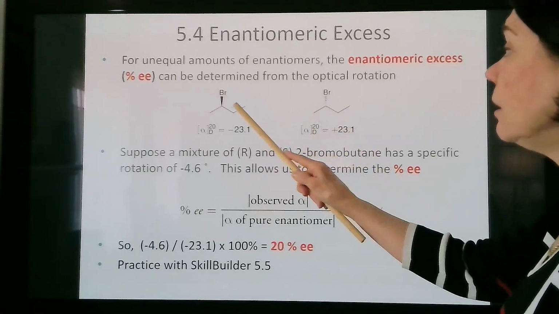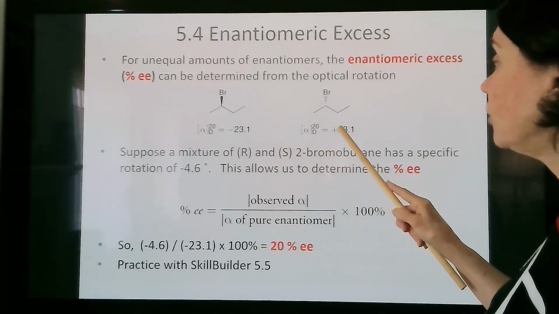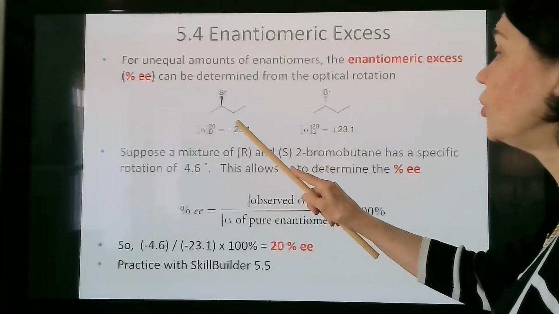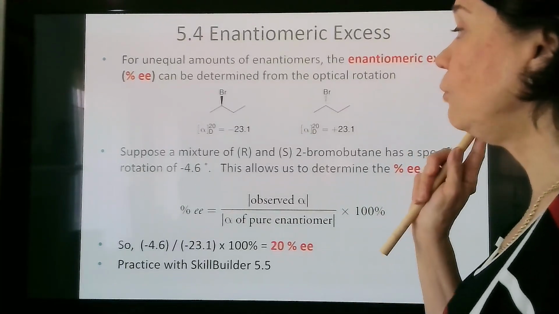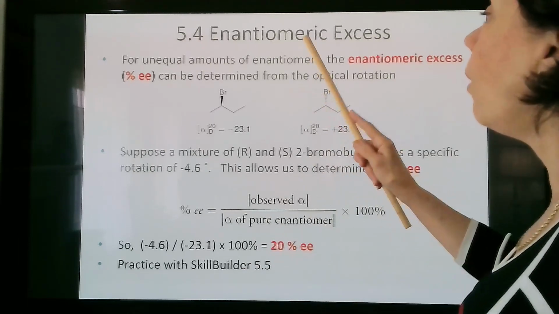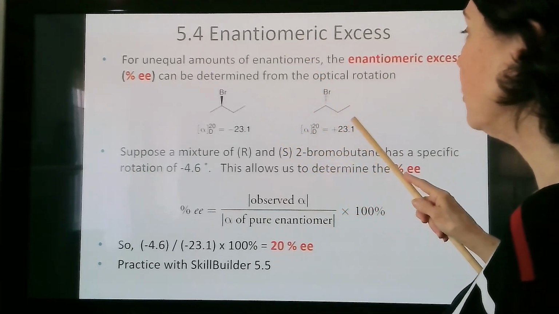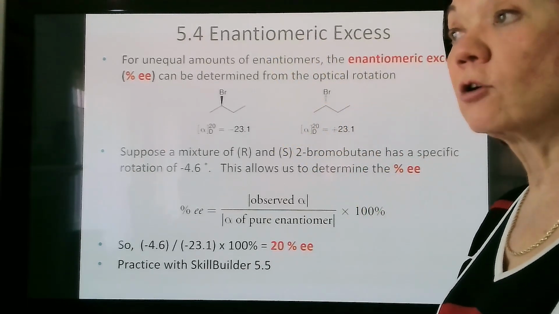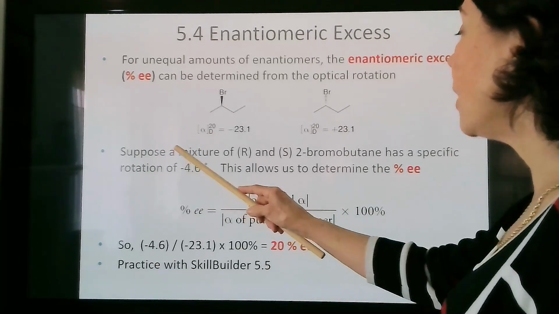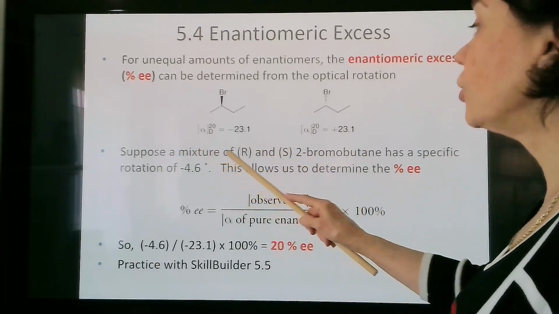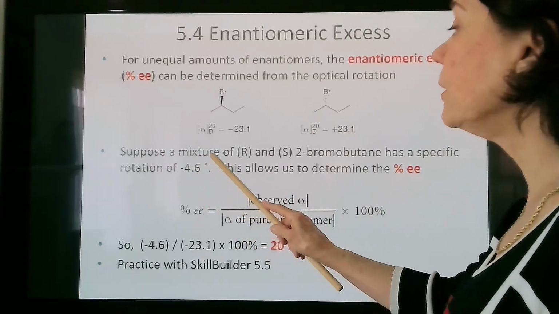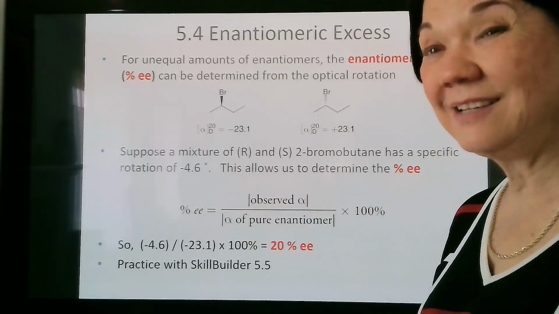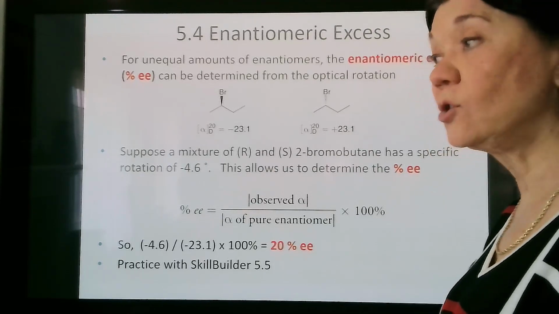And over here, the other enantiomer is the same number except in the opposite direction. And so a 50-50 mix will give you 0 rotation. Now, what if one of these is present to a greater extent than the other? So here, we say that there's a mixture of R and S. It has a specific rotation of 4.6 degrees, but they're not telling you which one is present in excess.